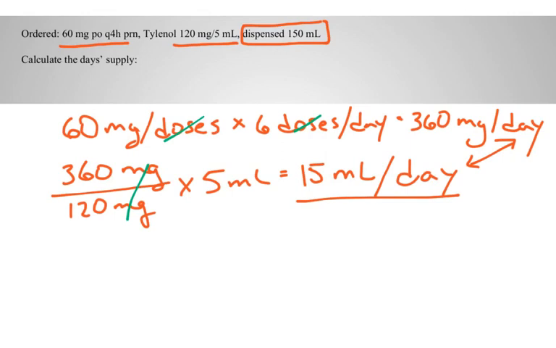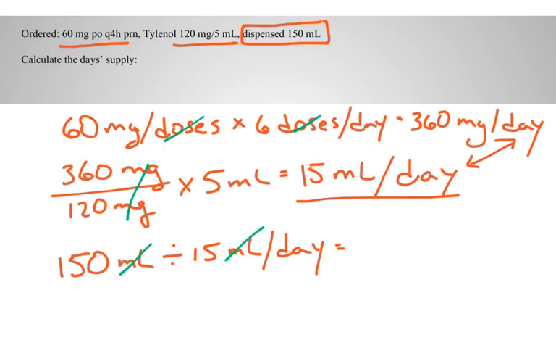Now what you have is a full bottle. And that full bottle has 150 milliliters total. And he's going to need 15 milliliters every day. So what you're going to do is divide those two. And so 150 divided by 15 should be 10. And notice the only unit left is day. So it's going to last him for 10 days total. Okay, so that's how many days this medication should last him.